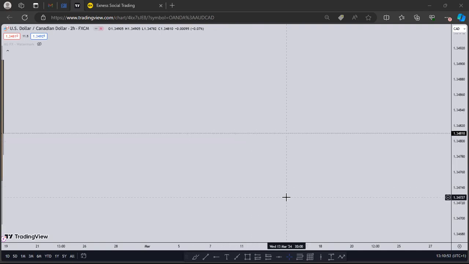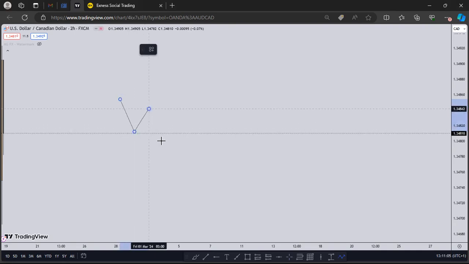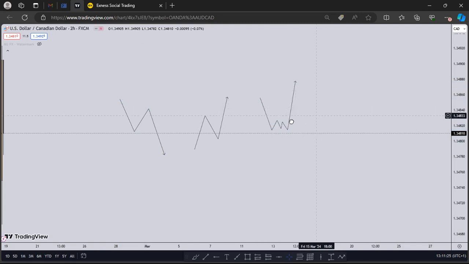So yeah, supply and demand. Like I said in the group, we have four major types of supply and demand. We have the drop-based drop, the rally-based rally, the drop-based rally, and the last one, the rally-based drop.